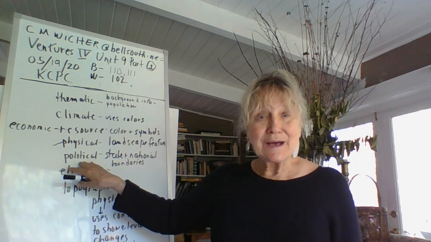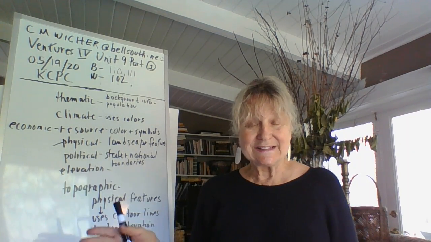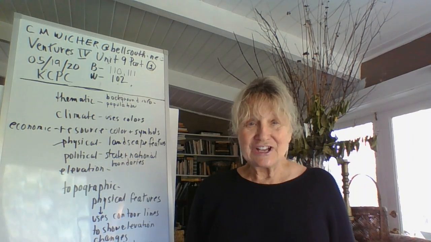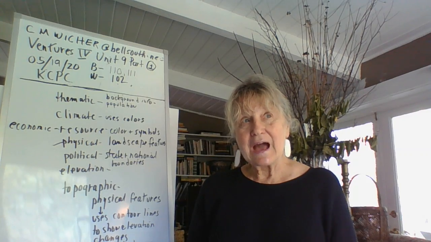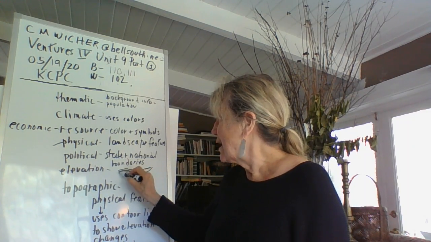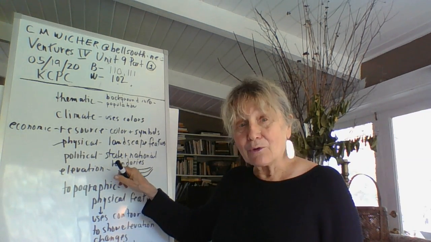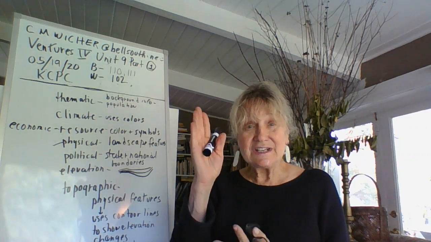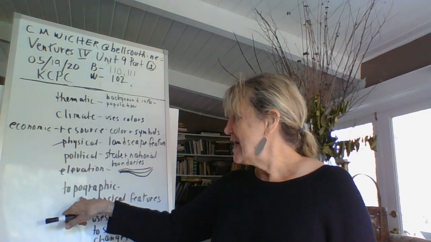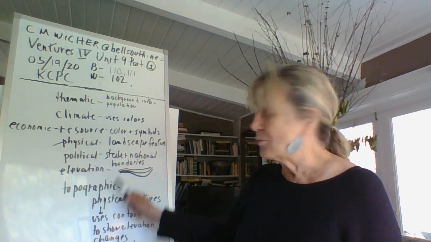The next one is a political map, and a political map shows the division of countries and states in the world. The next one is an elevation map, and an elevation map uses lines to show how high or how low something is. The narrower the lines that are together, the steeper it is, and the wider apart, the flatter it is. The last one they have is a topographic map, which is what we were talking about.